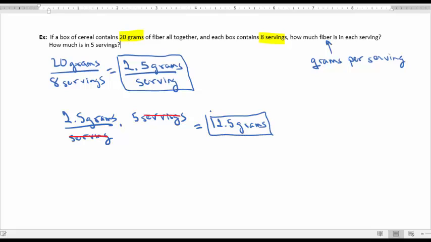So yeah, you're really just multiplying 2.5 and 5 there, but it's nice to see how the units cancel out.